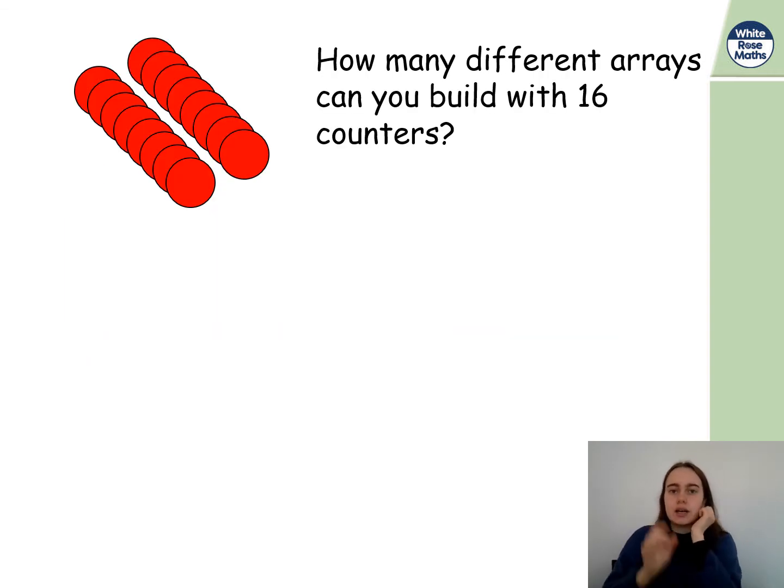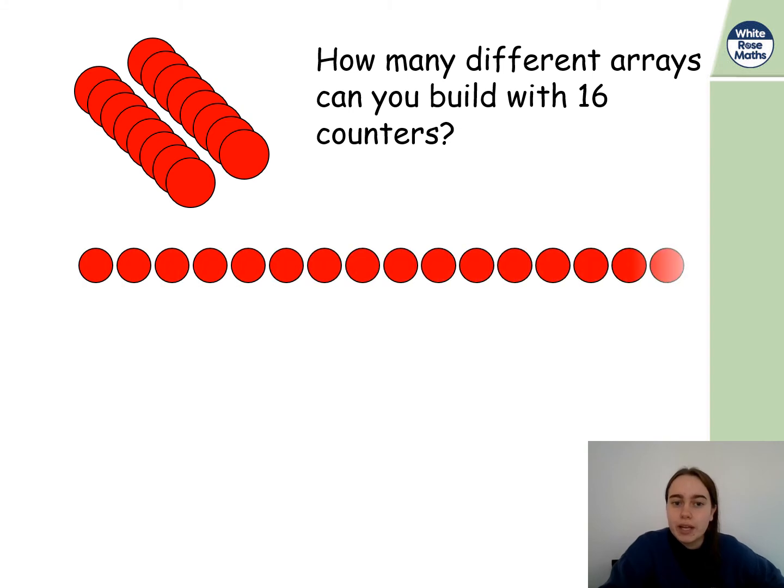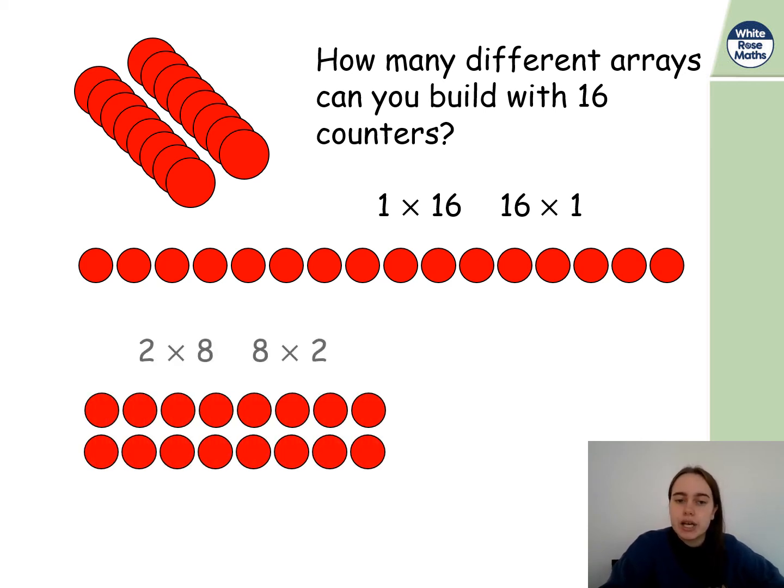Now on this slide it asks us, how many different arrays can you build with 16 counters? Now if you want to, you can pause the video and draw it yourself, but I'll go straight into it now. So we could have 1 row of 16, which is the same as saying 1 multiplied by 16 or 16 multiplied by 1. We could have 2 groups of 8, which is the same as saying 2 lots of 8 or 2 multiplied by 8 or 8 multiplied by 2.